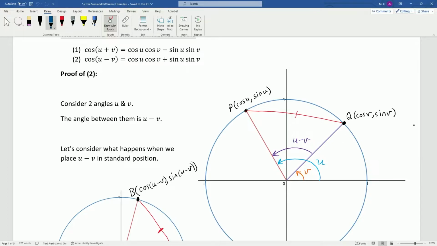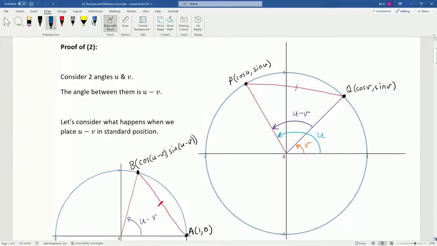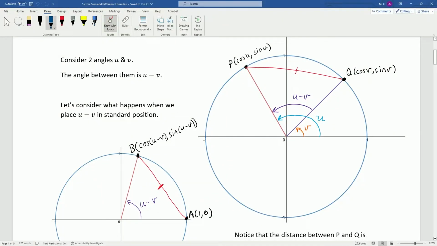and y values. Now, we're going to take a look at what happens when we place u minus v in standard position. So just imagine you're taking this angle here, the u minus v angle, and you're just rotating it back to where the purple side here is now on the x-axis. So now this is our angle u minus v, and so our terminal points are here, the positive x-axis at 1, 0, and cosine of u minus v, sine of u minus v.